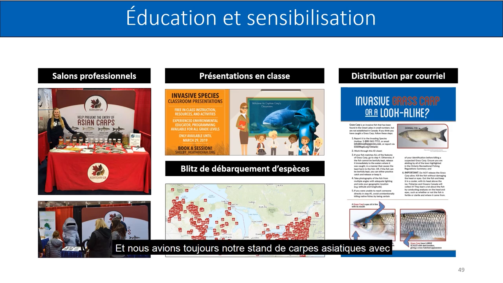Pre-COVID, you would have seen us at various trade shows. We went to about six or seven every year, including the Toronto Sportsman Show, Ottawa Sportsman Show, as well as many others. We would always have our Asian carps booth there with all sorts of specimens and resources, really just trying to engage one-on-one with the public and show them these are the things that we're dealing with in the province.